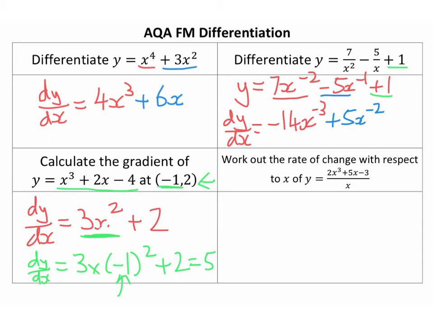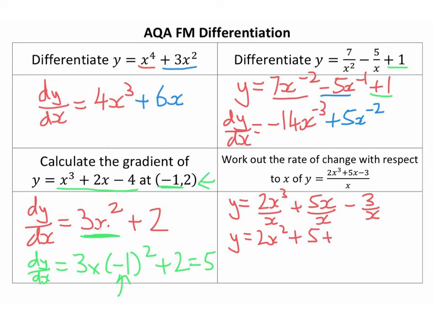Okay, now then, the last one, work out the rate of change with respect to x. Now, the rate of change is essentially exactly the same as just differentiating. That's what it is. A gradient is a rate of change. Okay, now, when I look at this, that's horrible. Or well, it's not horrible, but it looks pretty horrible. So what I'm going to do is put everything on its own fraction, like this, over x. And then I'm going to rewrite it. Okay, so 2x cubed divided by x is 2x squared, isn't it? 5x divided by x is just 5. And, oops, that should be a minus, not a plus. Okay, and then minus 3 to the power x minus 1.